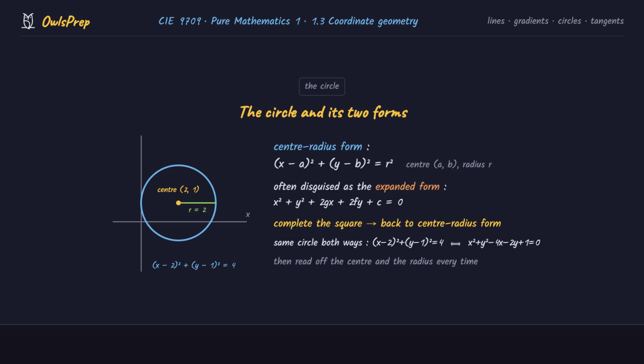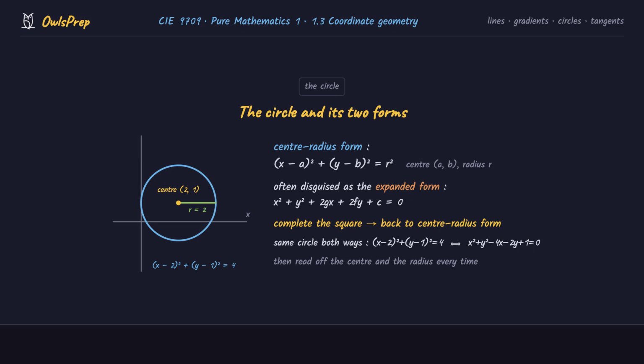A circle with center (a, b) and radius r has the equation (x minus a) squared plus (y minus b) squared equals r squared. That's just the distance from the center being r, then squared. For example, (x minus 2) squared plus (y minus 1) squared equals 4 is the circle centered at (2, 1) with radius 2. But circles often come disguised in expanded form: x squared plus y squared plus 2gx plus 2fy plus c equals 0.